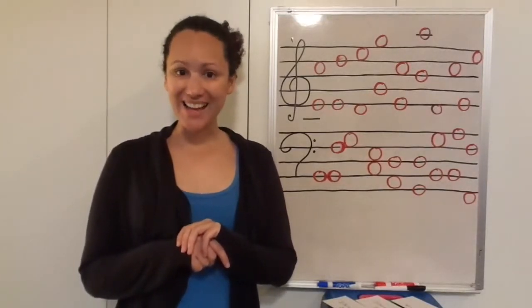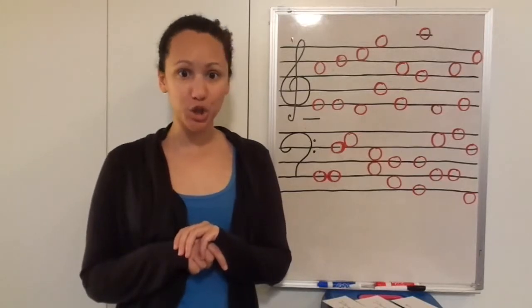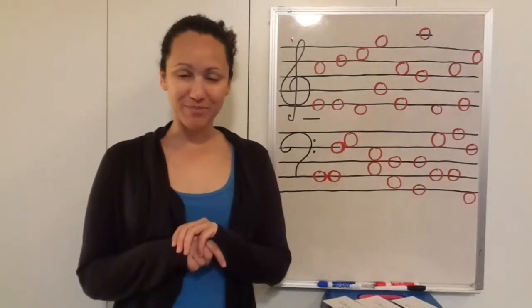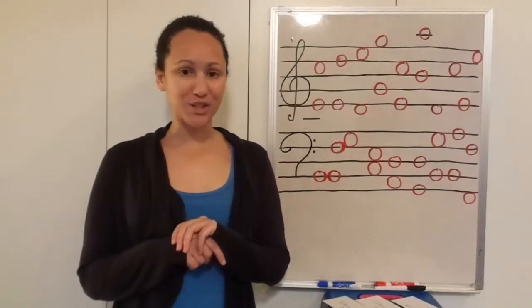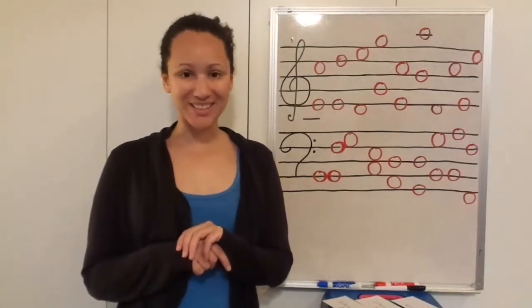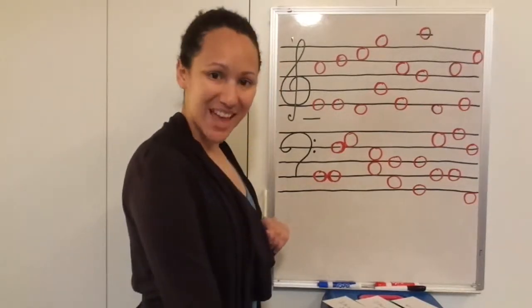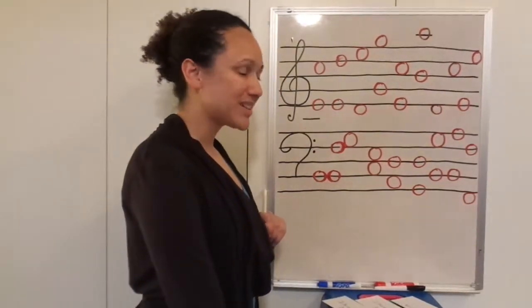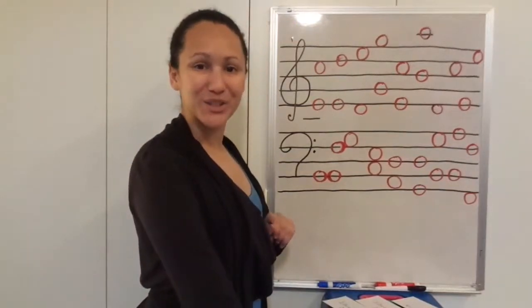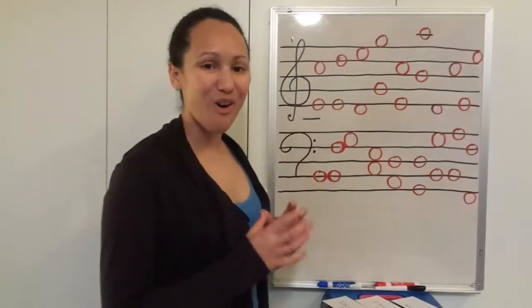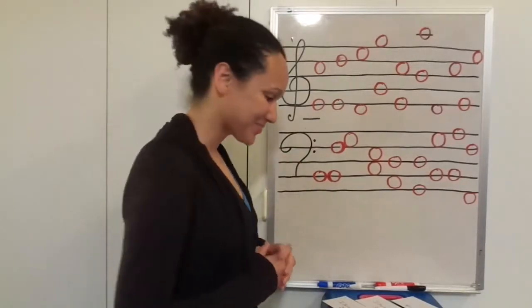It's called a second. You simply count 1, 2 when you're talking about the name notes or the lines and spaces. 1, 2 makes a second or a step. Listen to it. 1, 2, step. 1, 2, step. 1, 2, step. They are all steps.